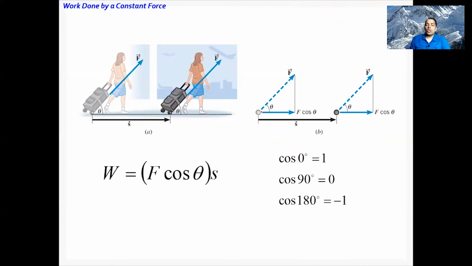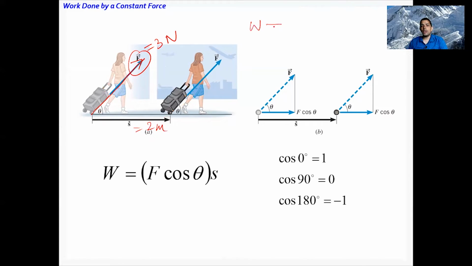Now I'm going to talk about work done by a force that is not in the same direction as the displacement. As you can see here, the displacement is to the right, but the girl is pulling the briefcase in this direction, so the force and displacement are not in the same direction. Suppose F equals 3 Newton and the displacement S equals 2 meter.